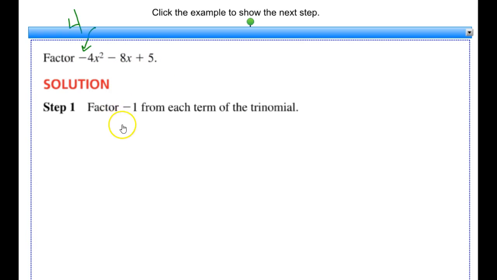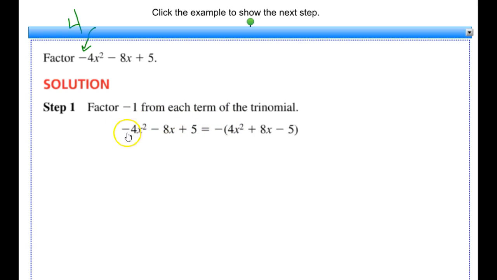So the first step I always do is see if there is anything common that I can take out of any of these, which there's not. But I always want to deal with a positive x squared term, right? It gets really messy if it's a negative. So I'm going to factor out a -1 from each term. So really what factoring out a -1 means is I change the signs on everything. But I can't lose that -1, right? It still has to go out front here. I don't have to write the 1, I can just write the negative sign.